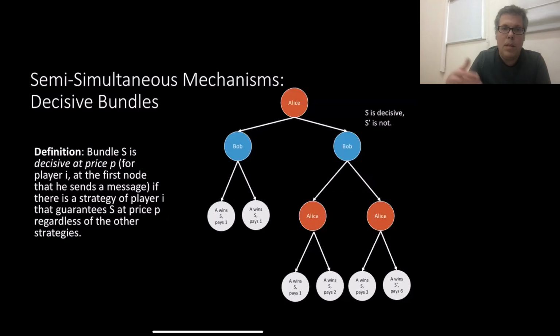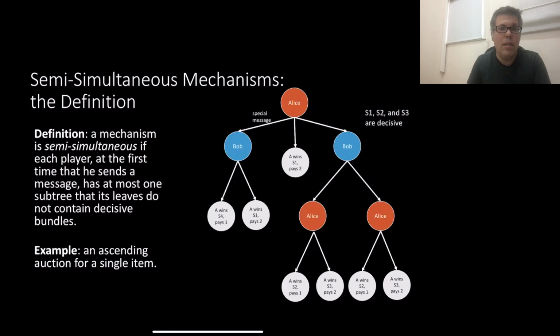So a bundle is decisive if you can take it at price P, no matter what the other players are doing. Again, here Alice can make sure that she gets S, but can't make sure that she gets S prime if she wants. Okay, so that's a bundle that is decisive. And now we say that the mechanism is semi-simultaneous.